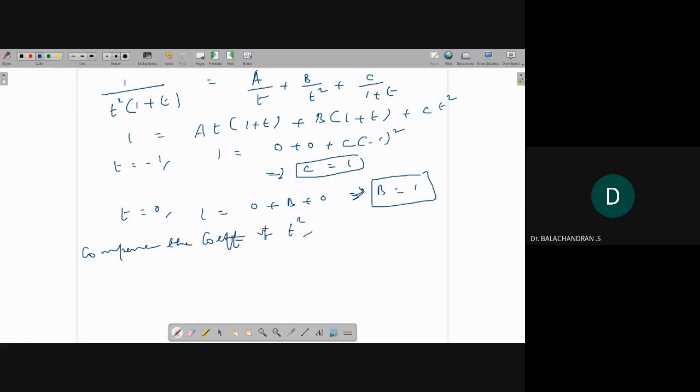Compare the coefficient of t square. On the left hand side there is no coefficient of t square, that's why 0. Here if you multiply these two, a t into t is a t square, so the coefficient is a. If you multiply a t into a1, I don't have t square. Similarly here I don't have any coefficient of t square, and here I have t square, so a plus c. But we know that c equal to 1, so this implies a equal to minus 1.